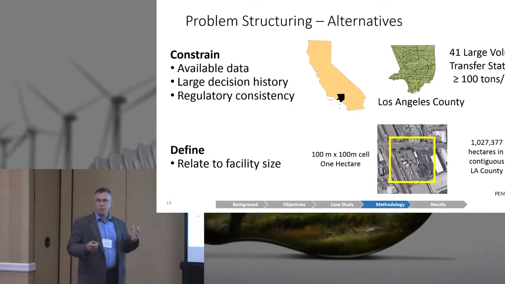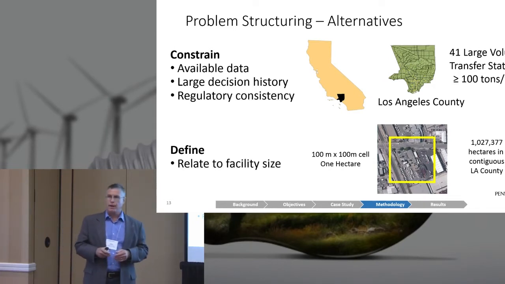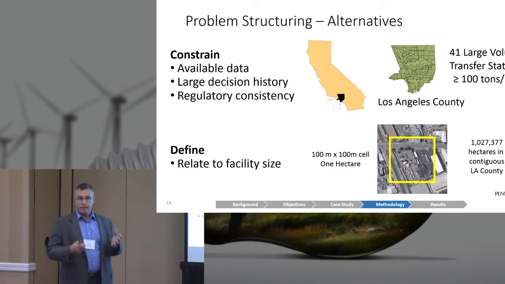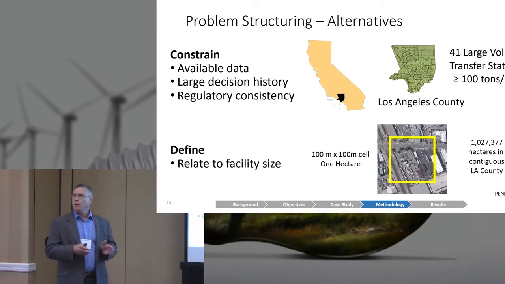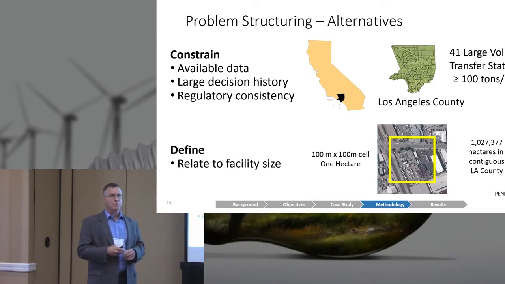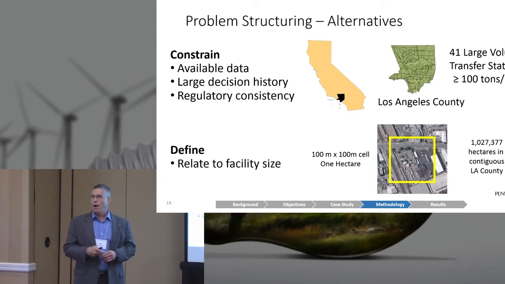So as part of problem structuring, we start off with alternatives. For waste transfer stations, we actually honed in on California and then more specifically Los Angeles County because the data is available. California has a very transparent solid waste management database system. And there's regulatory consistency within states, so that simplifies some of the uncertainties in the problem. And LA County is the most populated area of waste transfer stations in the state of California, with 41 current large volume waste transfer stations.